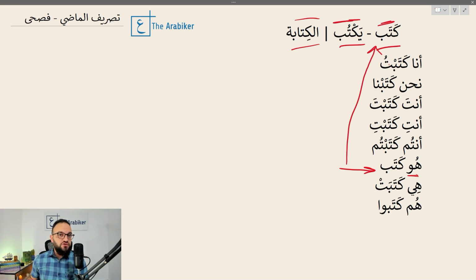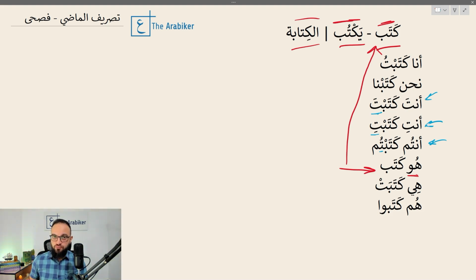The third thing that you might have noticed is that all of the second person conjugations أنت, أنتِ, أنتم have the letter ta. كتبت, كتبتِ, كتبتم. It is something that you will see consistently in Arabic with second person conjugations, that we add this ta to the second person conjugation.